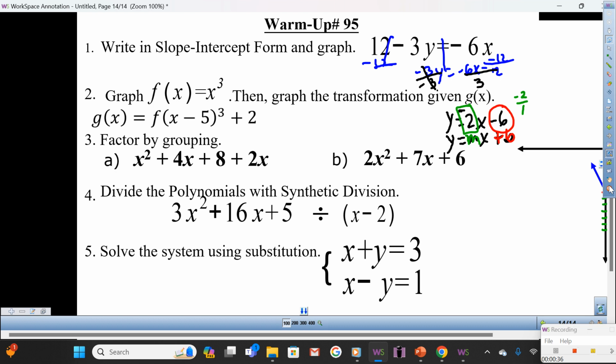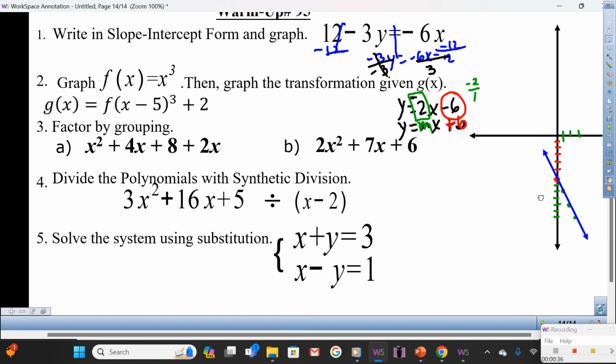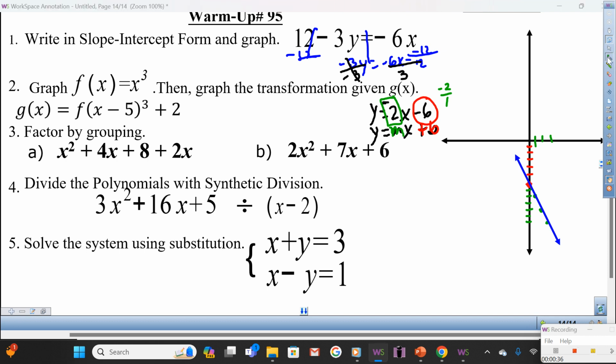Next, number 2. It said graph f of x equals x cubed. So what does that look like? For those of you that forgot, it looks like this. Negative 1, negative 1; negative 2, negative 8; 0, 0; 1, 1; and 2, 8. All right, there it is.